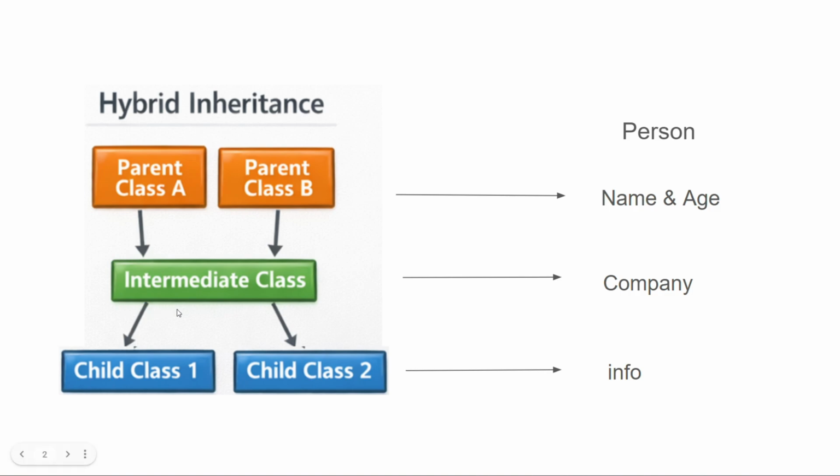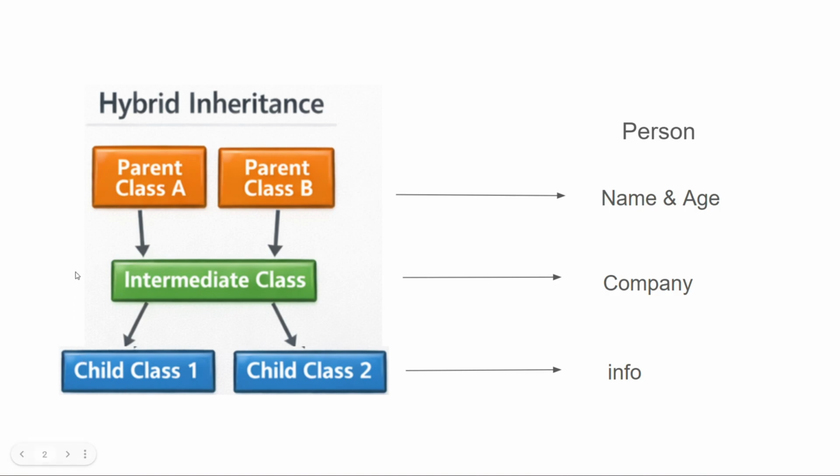Then this is also having a hierarchical inheritance where child class 1 and child class 2 are inheriting the properties of the intermediate class. This is a hierarchical class. If you watch the videos which I made previously, you'll get an understanding of what these different types of inheritances are. And there is a multi-level inheritance also here.